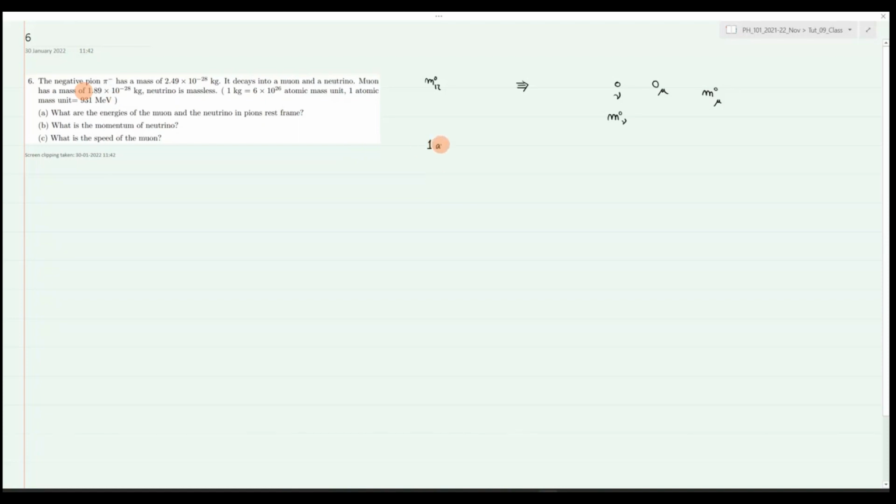It's given that 1 AMU is equal to, 1 kg is this much, 6 into 10 to the power 26 AMU. Now see, AMU is the unit of mass. Now if you want to convert a mass into energy, how to convert?